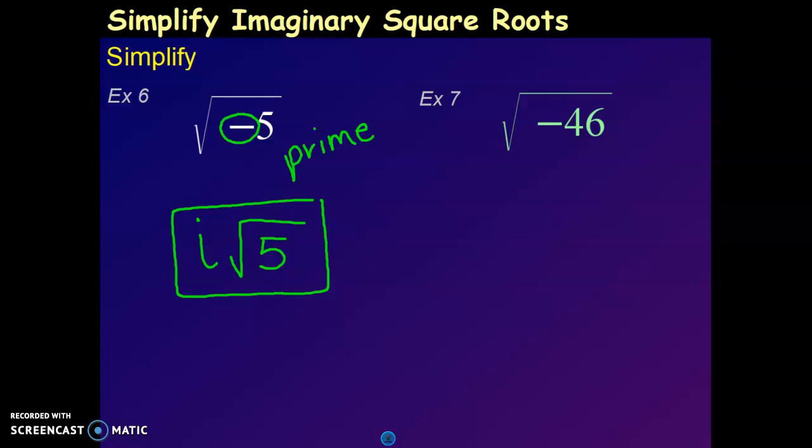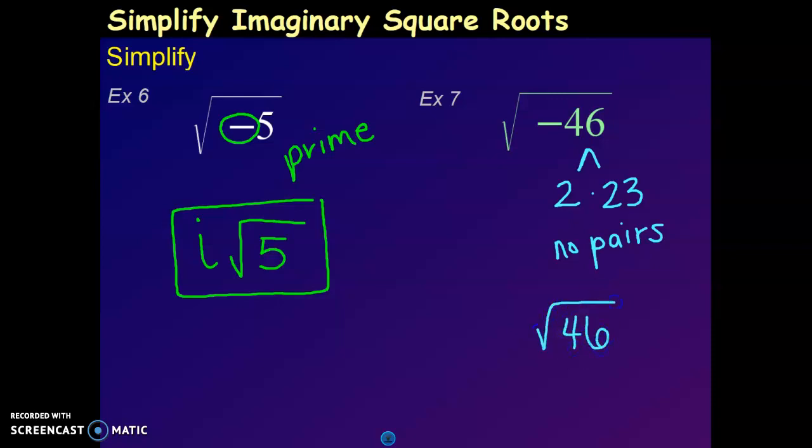Okay, so for this last example, we have, again, another negative, so we know it'll be another imaginary number, and the square root of 46. Well, 46 is even, so I can divide that by 2, so 46 will be 2 times 23, but then 23 is also prime, so we have no pairs, right? So if there are no pairs, we have nothing that can leave the square root. So 2 times 23 will just stay inside the square root again as 46.